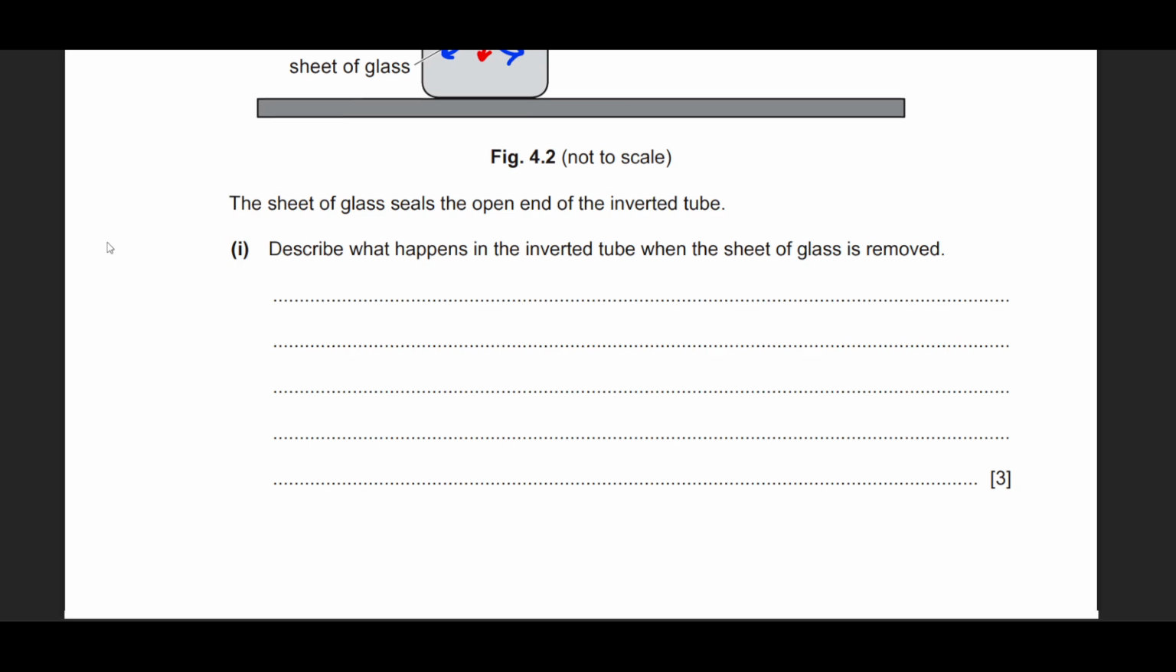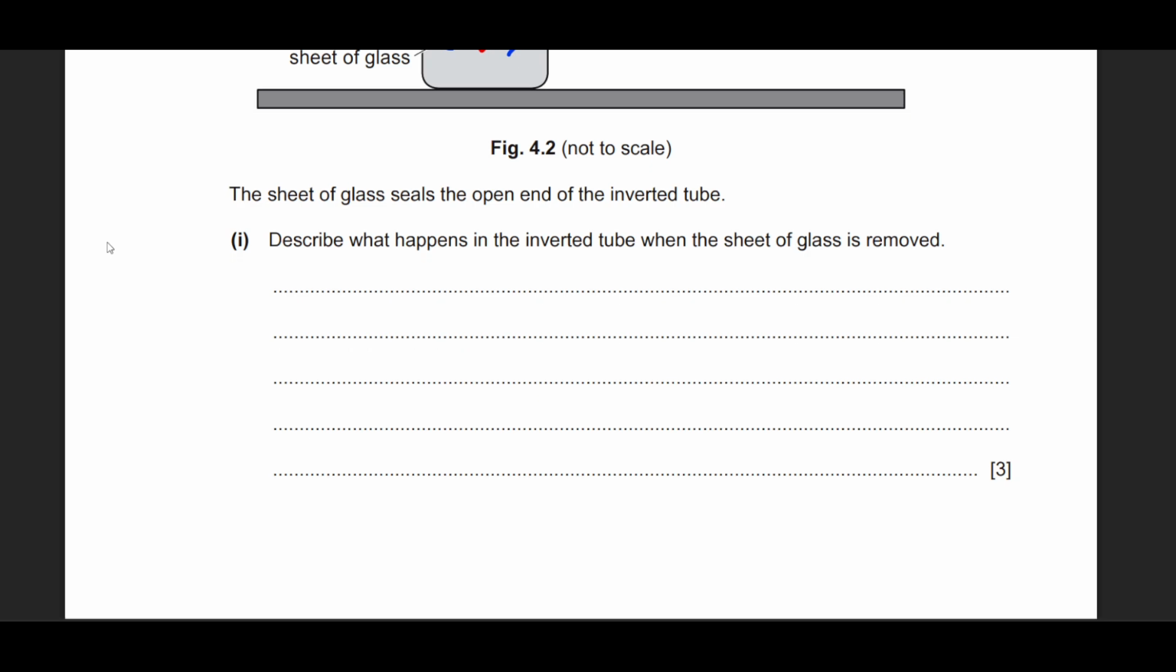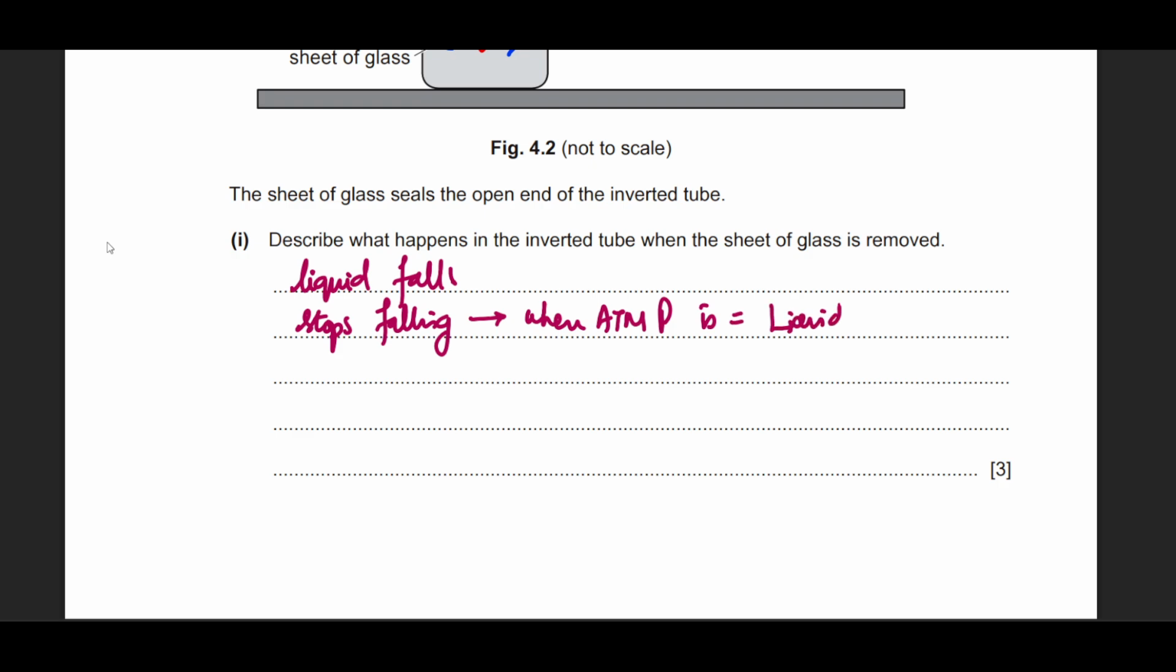Okay. All right, so he says, describe what happens. Again, a describing question. So please describe what you are going to see with your eyes in terms of scientific explanation. So what are we going to see as the sheet is removed? The liquid level falls, right? And after a while, it stops falling. The liquid level stops falling, right? And when is this going to happen? When atmospheric pressure is equal to the liquid pressure, right?